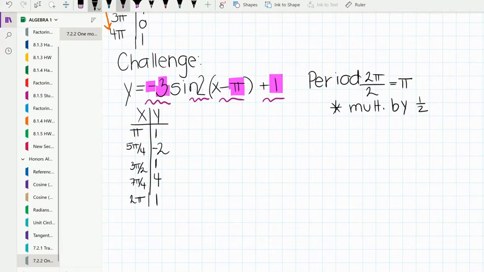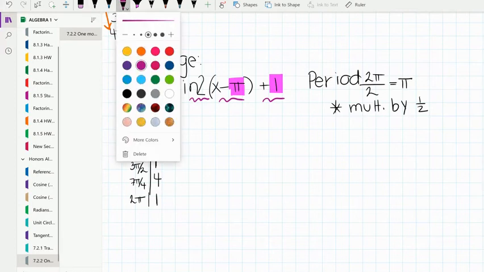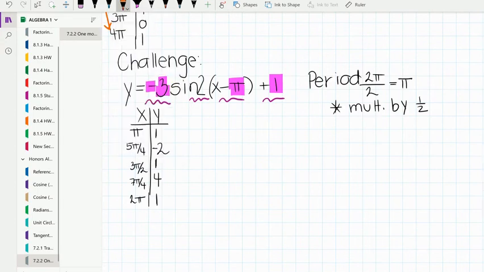So you always want to check your period. Remember, the period is the length it takes to complete one cycle. So from pi to 2 pi, that's 1 pi, and that's exactly what the cycle is. All right, so for this graph, we have to think about how we want to set it up because there are a lot more things happening.